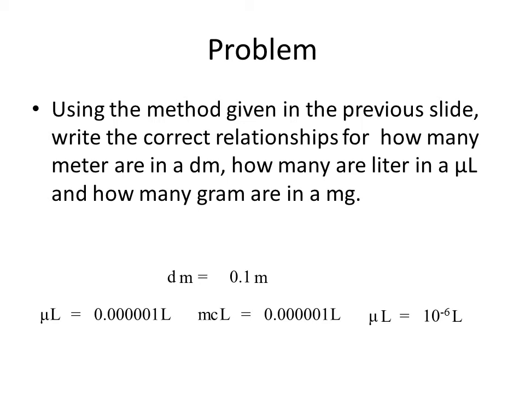To go from milligram to gram, I first write what milli means. And here I've written that milli is equal to 0.001, or I can write milli is equal to 10 to the minus 3. I then follow both the prefix and its meaning with gram, and I have the relationship.